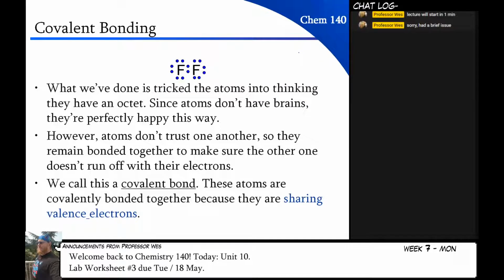And then this is just talking about what a covalent bond is. So atoms don't have brains. They don't care that they don't actually have 8 electrons. This is a stable arrangement of charges because the shared electrons are placed between 2 nuclei. And so the electrons are attracted to both nuclei, and the electrons are otherwise just kind of stuck there in the middle between the 2 fluorine nuclei.